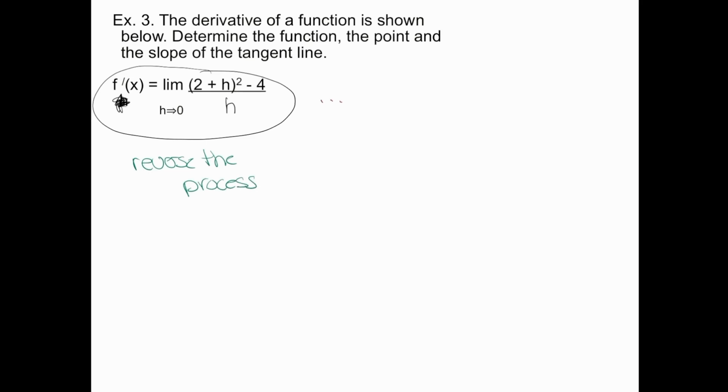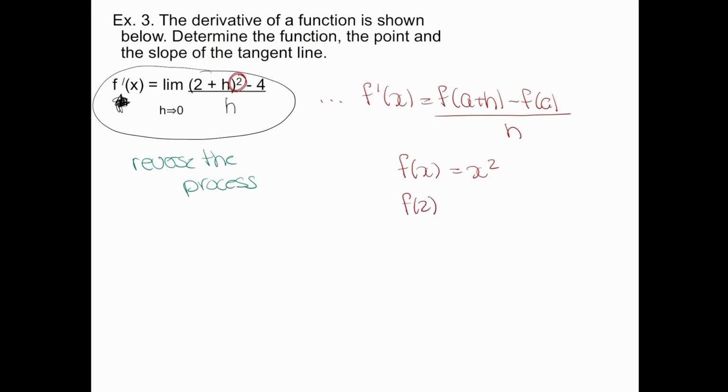So what we know is that f prime of x is equal to f of a plus h minus f of a all over h. So if that's the case, then my original function, f of x, must be x squared. I know that because I'm looking at the fact that 2 plus h is squared. So f at 2 is equal to 2 squared, which is equal to 4. So here's our equation.